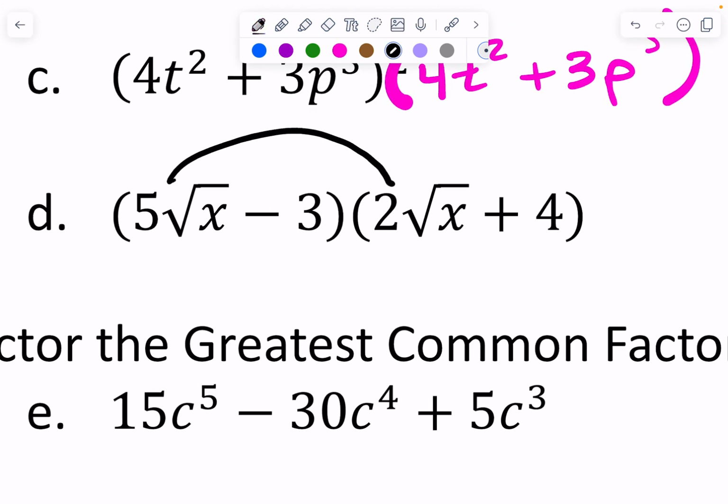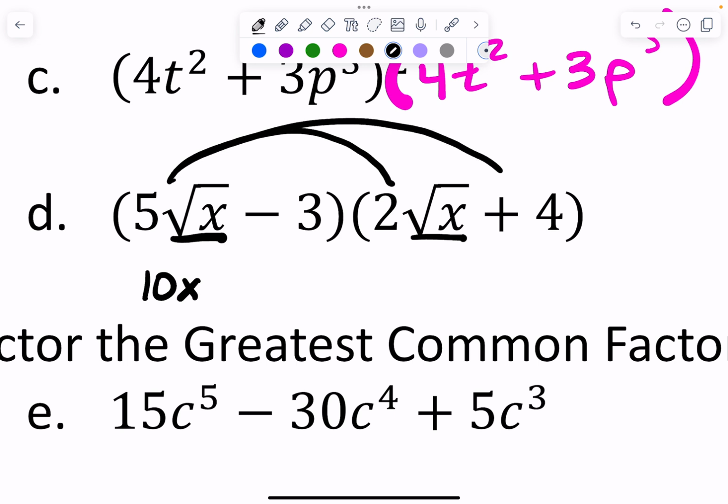5 square roots of x. Let's just do 5 times 2. 5 times 2 is 10. And then the square root of x times the square root of x is just x, right? Okay, then let's do this one. 5 square roots of x times 4 is 20 square roots of x, right? 5 and 4 go together.